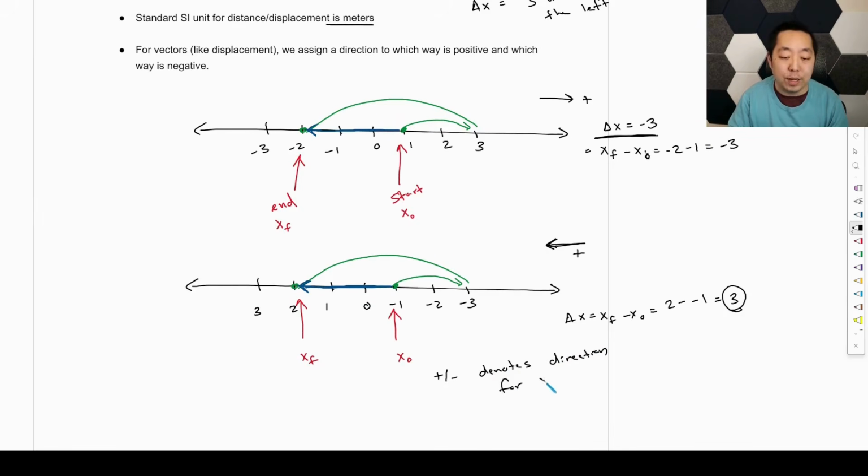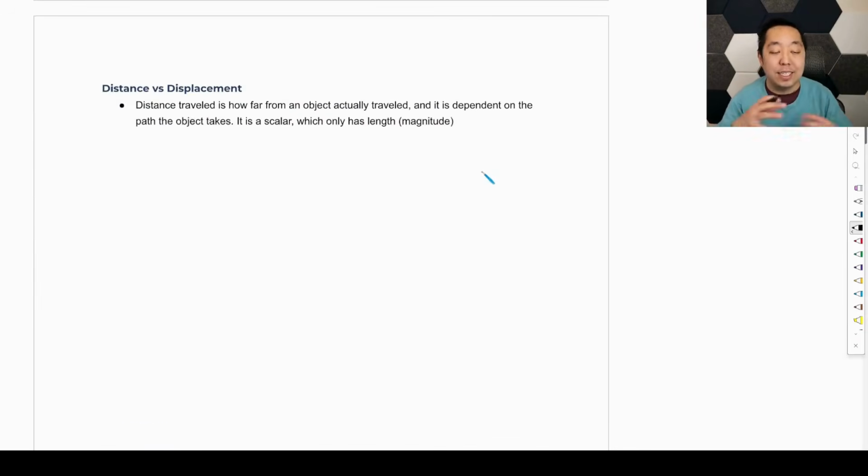So the question you might ask is, hey, is it +3 or -3? Well, it depends on which way you define the positive or negative direction to be. Okay? And so that's the main idea around displacement. The other thing we cover is the distance traveled.